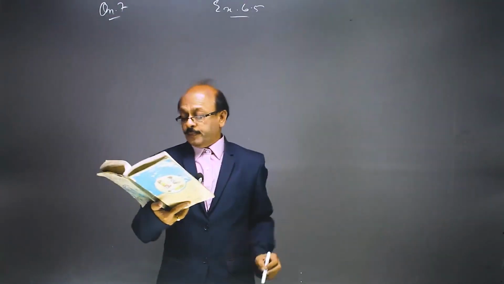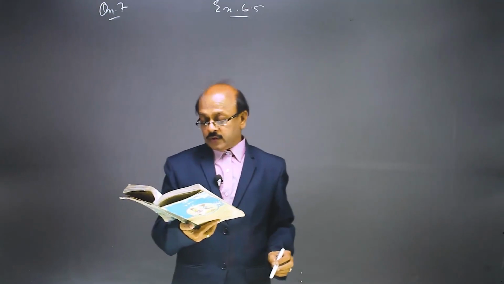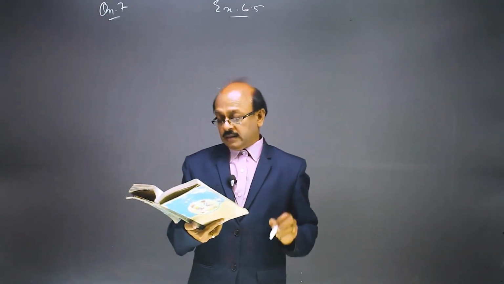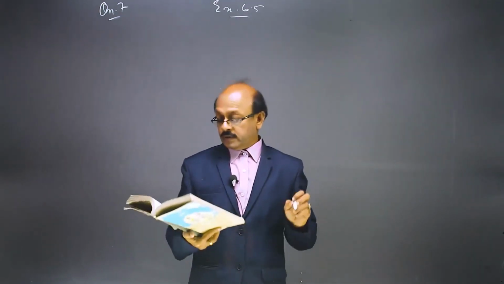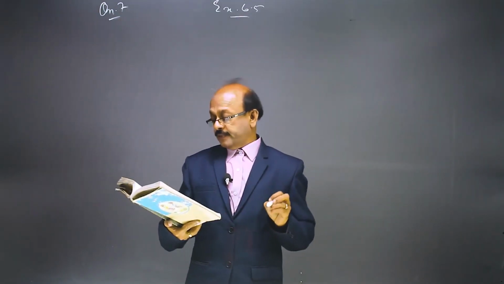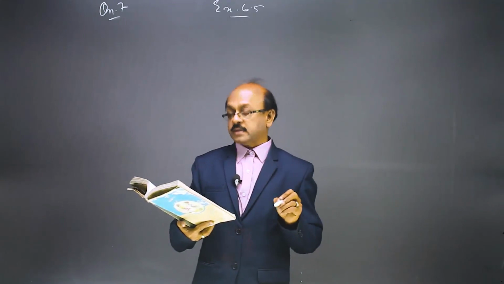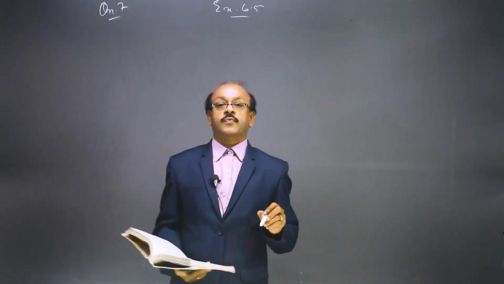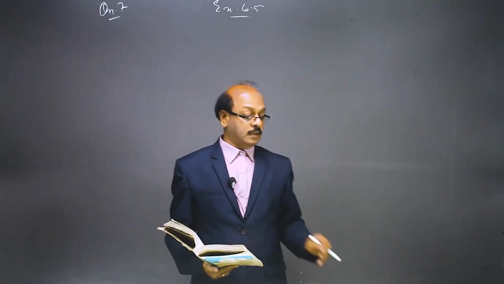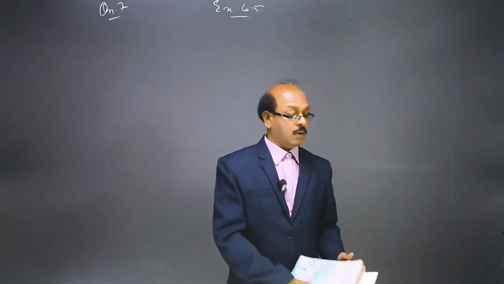Prove that the sum of the squares of the sides of a rhombus is equal to the sum of the squares of its diagonals. Once again, we have to prove that the sum of the squares of the sides of a rhombus is equal to the sum of the squares of its diagonals. This is the question. So, we have to draw a rhombus.